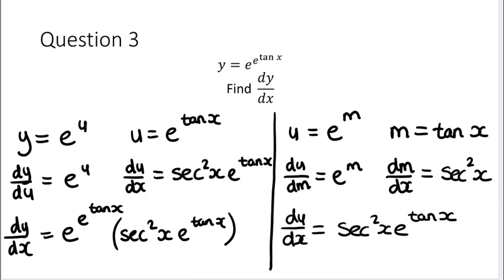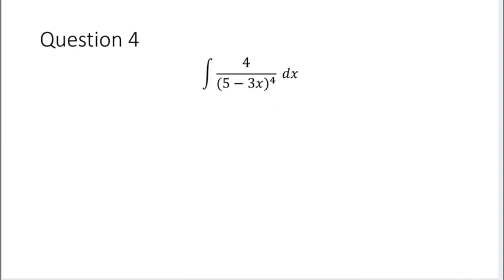So we're going to move on to the integration problems now with problem 4. Last week we did a similar problem to this one, but differentiating it. So let's see how we could integrate something like this. So firstly, what I want to do with a problem like this is rewrite it as 4 times 5 minus 3x to the power of negative 4. I'll often want to rewrite a problem such as this one.